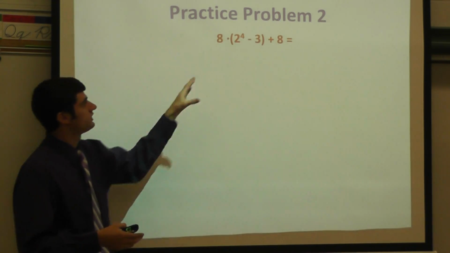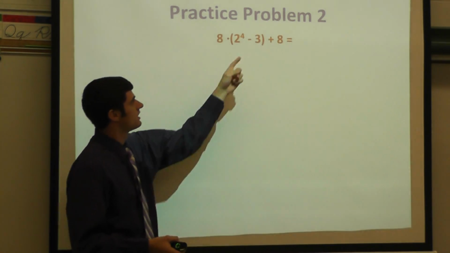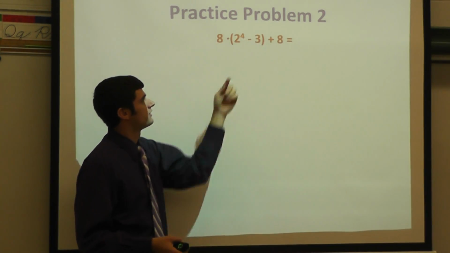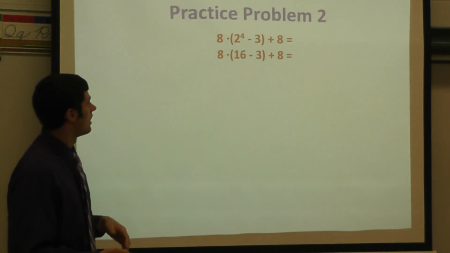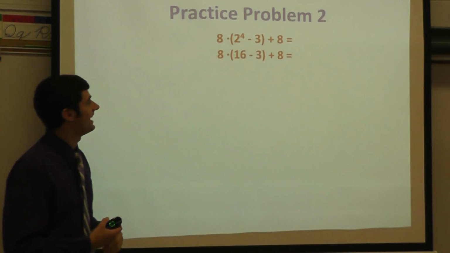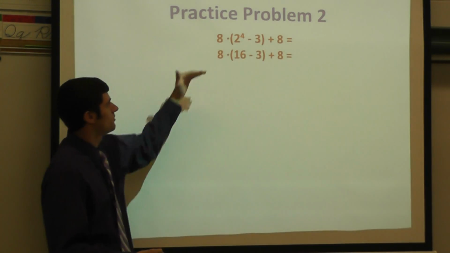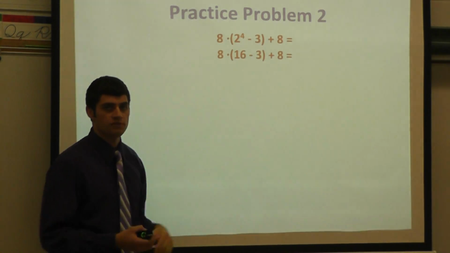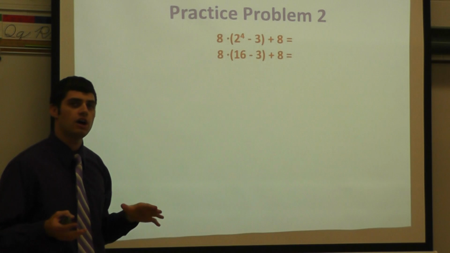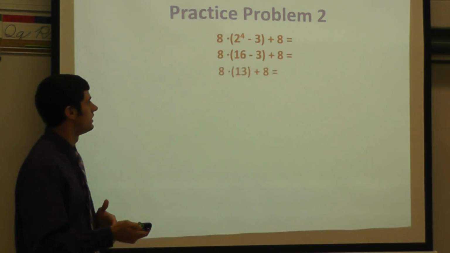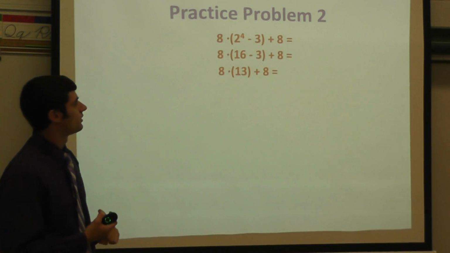The very first thing I need to work is my parentheses. Then I look inside my parentheses. I have an exponent and I also have a subtraction sign. I know that exponents must come first. I would then rewrite my problem as 8 times the quantity of 16 minus 3 plus 8. Again, keeping my problem in order. I know that parentheses still has to come first. I must do 16 minus 3 before any other part of this problem. The problem would then look like 8 times 13 plus 8.